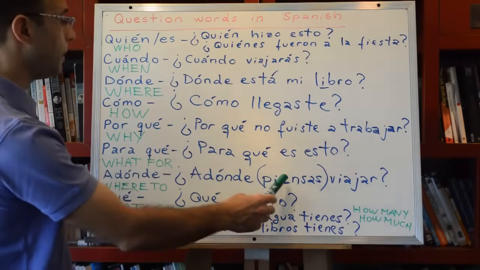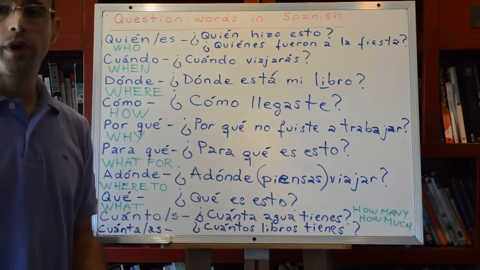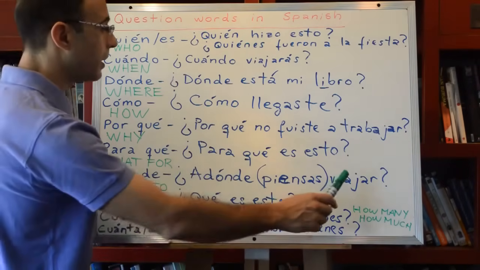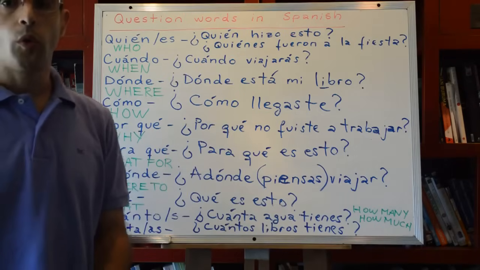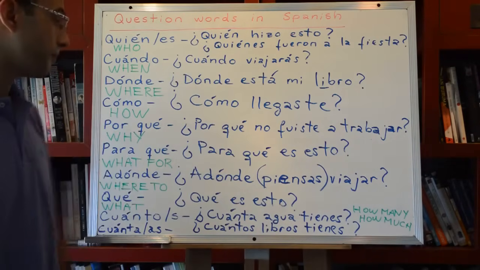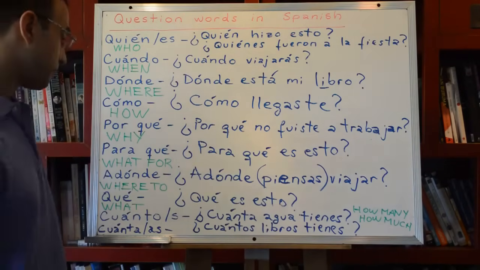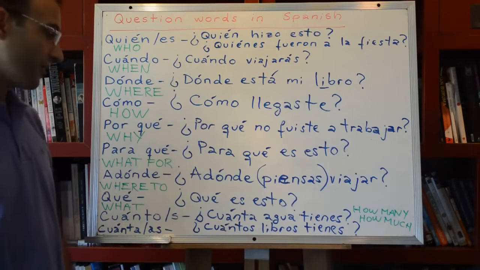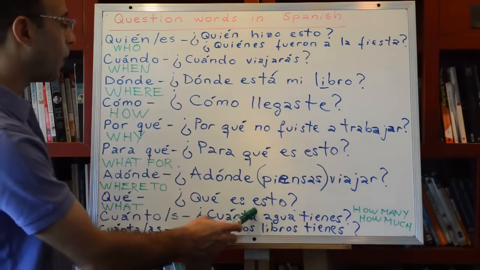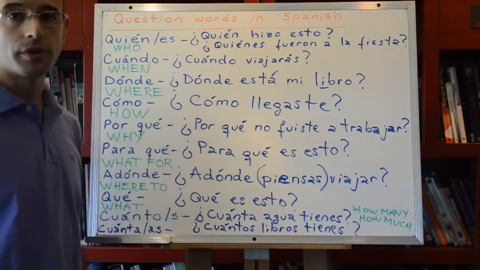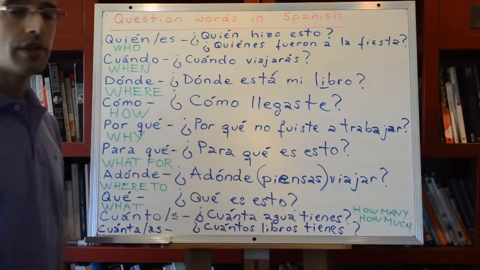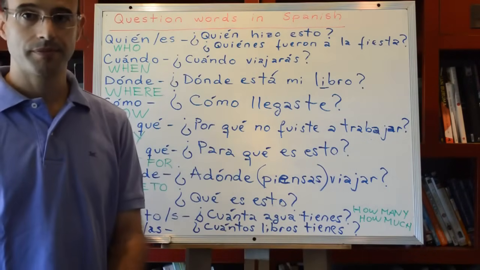¿A dónde piensas viajar? Where are you planning to travel? Or ¿a dónde viajarás? Where are you going to travel? Or where will you travel? ¿Qué es esto? What is this? ¿Cuánta agua tienes? How much water do you have? And ¿cuántos libros tienes? How many books do you have?